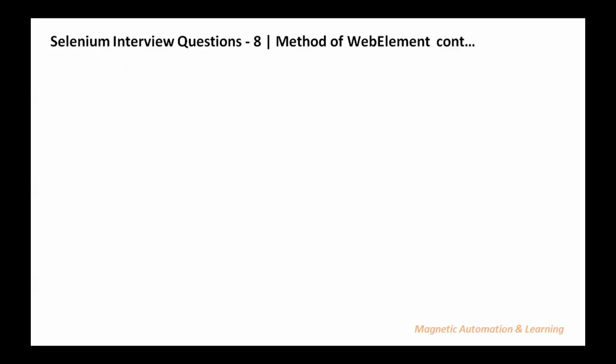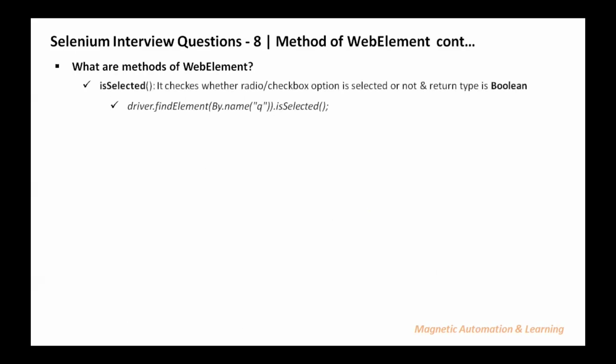Next method is is selected. Is selected is mostly used with the radio button or checkbox, and it will check whether the particular option is selected or not. In the radio button, you can see there will be multiple options, and in the checkbox also. So it will return true or false. If the option is selected, it will return true, and if the option is not selected, it will return false. You can see the example here, driver dot find element by dot name, and at the end I have mentioned is selected. Based on whether the option is selected or not, it will return true or false.